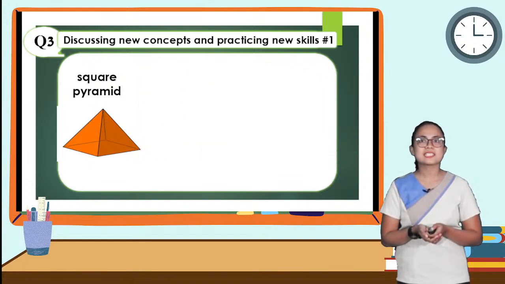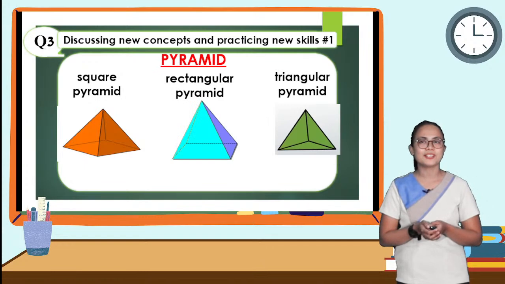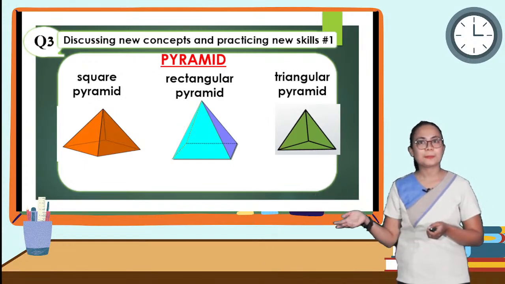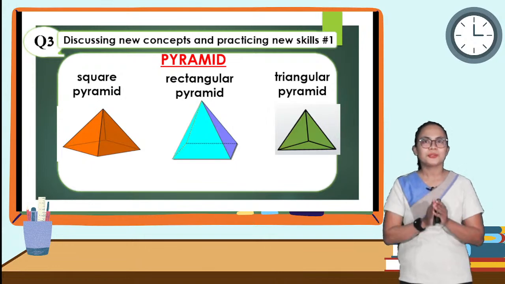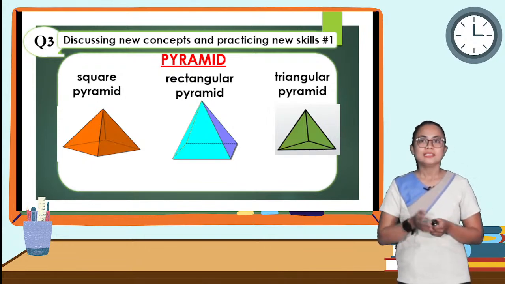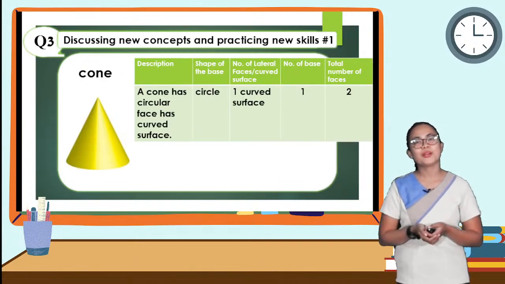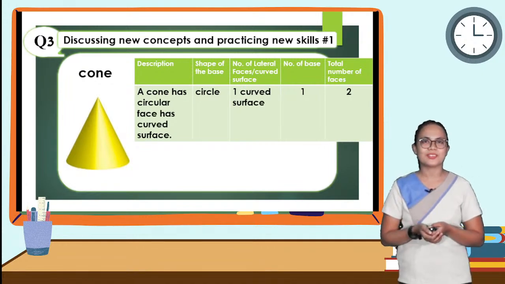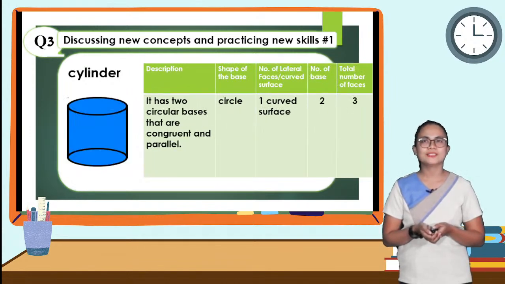Don't you know, grade 6 learners, that we have 3 types of pyramid? First, a square pyramid, followed by a rectangular pyramid and a triangular pyramid. They are unique to one another because of their bases. The base of a square pyramid is a square. The base of a rectangular pyramid is a rectangle. The base of a triangular pyramid is a triangle. Now, let's proceed to this solid figure, the cone. A cone has a circular face and a curved surface. The shape of the base is a circle, and it has one curved surface, one base, and two faces in total.